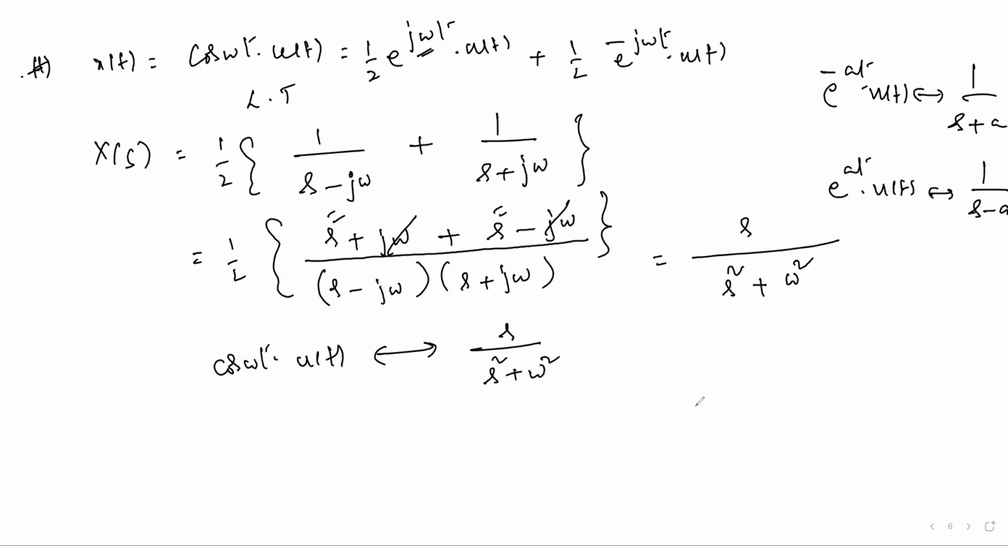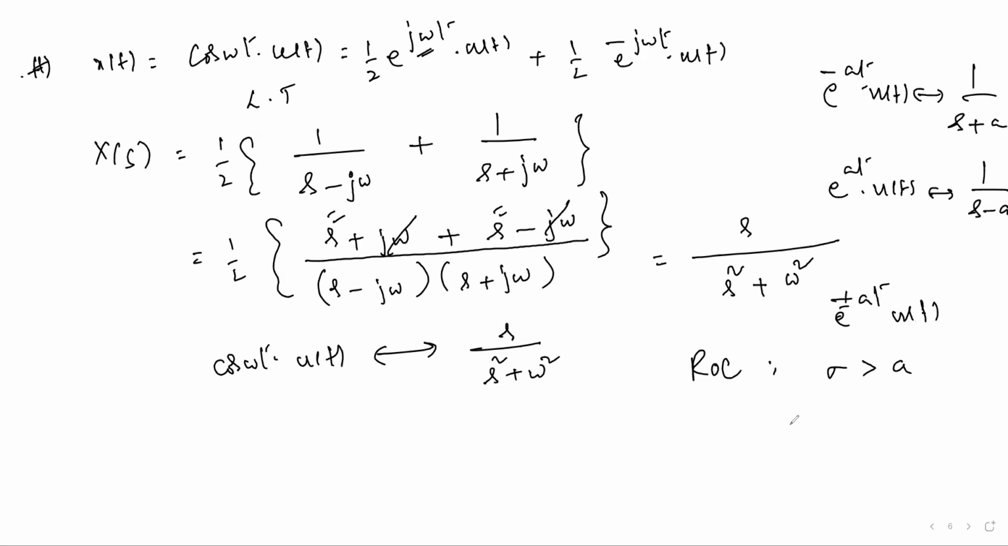One thing, if we remember, ROC: e power minus at u of t ROC what? Sigma greater than a. Sigma greater than a. That is plus or minus at.